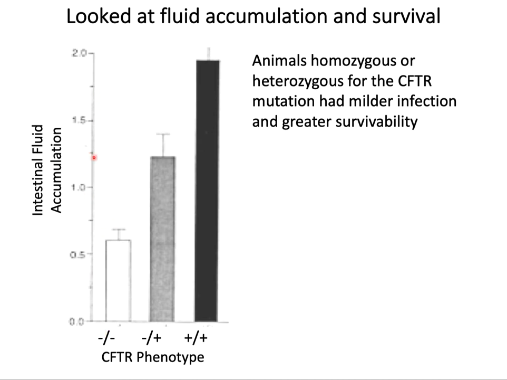You can see the individuals who are wild type have a very significant accumulation of fluid in the intestine. And the individuals who are heterozygous or homozygous for the CFTR mutation, or knockout of CFTR, secreted much less fluid. In fact, these individuals, the heterozygous and the homozygous, had a much milder infection and greater survivability. And so this suggests that cholera, and specifically cholera toxin, selected the individuals who maybe are heterozygous or homozygous for the cystic fibrosis gene. And this might have increased their number in the population.